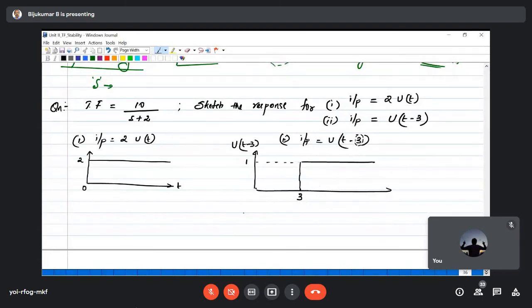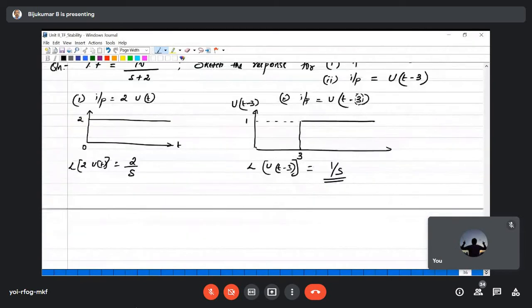So now see how we can draw the output response. In both cases we understood that the input is a step function, right? So what is the Laplace transform of 2u of t? 2 by s. Clear. What is the Laplace transform of u of t minus 3? This is 1 by s only. Then how will this 3, this delayed time function, impact the output response? That we will see. So that is what we have to find.